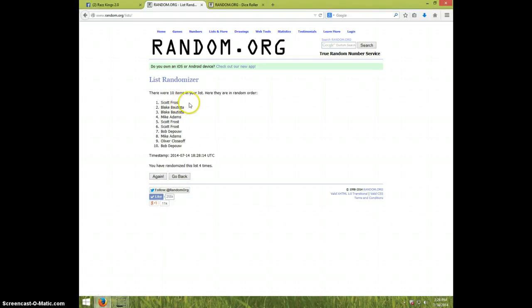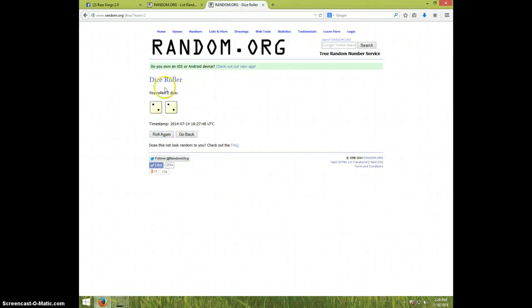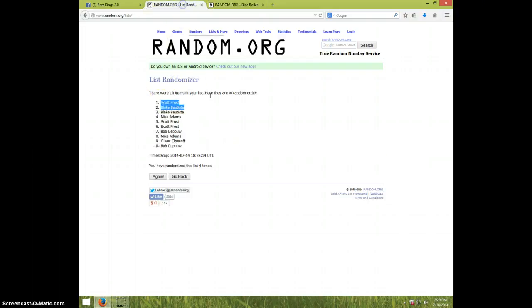Scott gets 9 spots, and Blake gets 3. So we have Scott on top for 9 spots and Blake in second place for 3 spots. Dice roll was 4. We went 4 times on the random. Dice roll was 4. Scott with 9 spots and Blake with 3 spots.